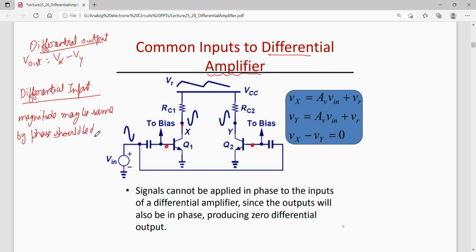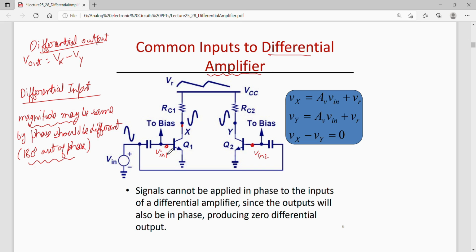Phase should be different, or 180 degrees out of phase, the two inputs should be. That is, if I say this is Vin1 and this is Vin2, so Vin1 and Vin2 can be the same in magnitude but should be 180 degrees out of phase. If this differential input condition is not met, then the output of the differential amplifier will be 0. So how will the output be 0 if this condition is not met?